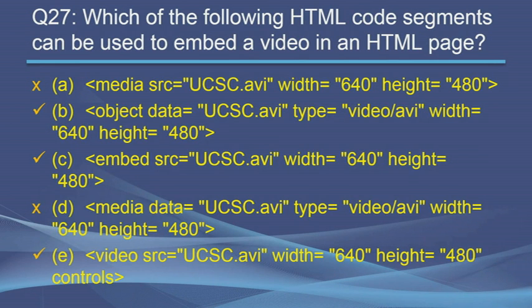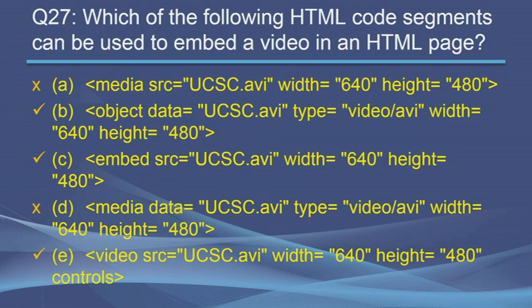If you look at option B, you have a tag called object. You can have data in an object. So the reference is object data equals UCSC.avi, and then you can specify the type, which is video AVI, and you can specify a height and width. So that is correct. Another way of embedding a video file is using embed. In the embed you have a source file, not a data file but a source file. So embed source UCSC.avi, with the width and the height defined. Again you have the media tag, so again it is wrong. So D is not a correct answer.